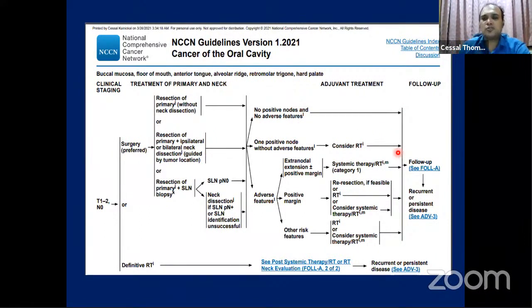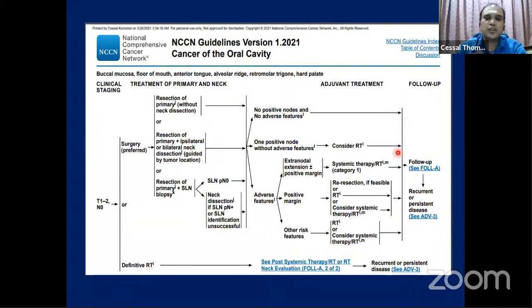And when you keep the patient on follow-up, you should properly counsel the patient about the relapse pattern. That has to be properly communicated. Because when you treat with surgery, wide excision plus a supraomohyoid neck dissection for a T2 tongue tumor, and it is pT2 N0, the most common relapse from lymph node involvement is in the lower neck or in the contralateral neck.